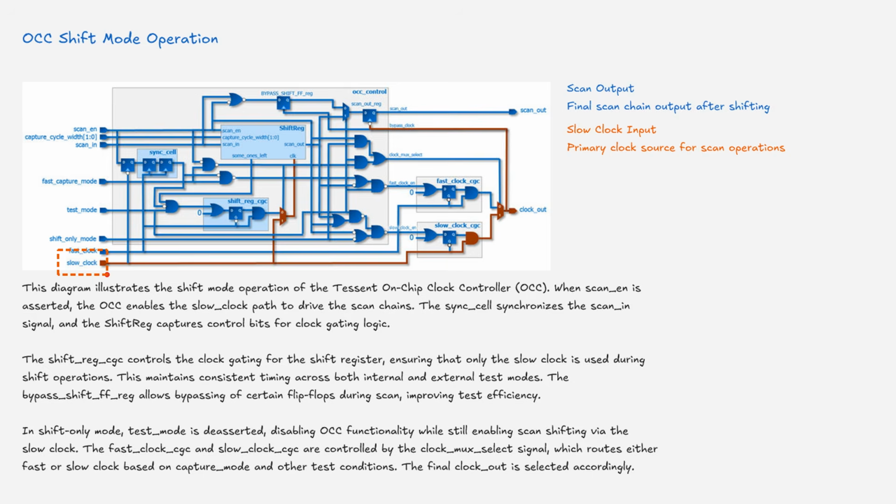The bypass shift flip-flop register allows bypassing of certain flip-flops during scan, improving test efficiency. In shift-only mode, test mode is deasserted, disabling OCC functionality while still enabling scan shifting via the slow clock. The fast clock gating control and slow clock gating control are controlled by the clock multiplexer select signal, which routes either fast or slow clock based on capture mode and other test conditions. The final clock out is selected accordingly.